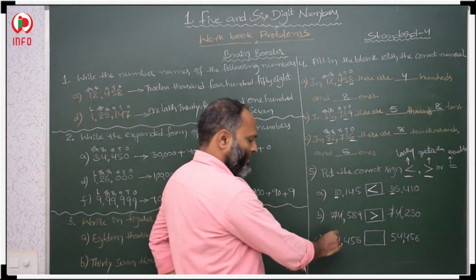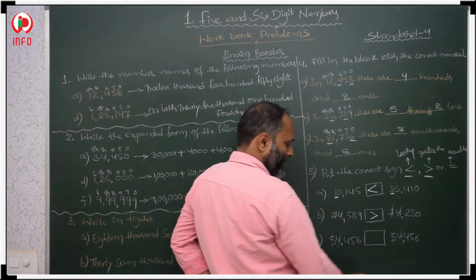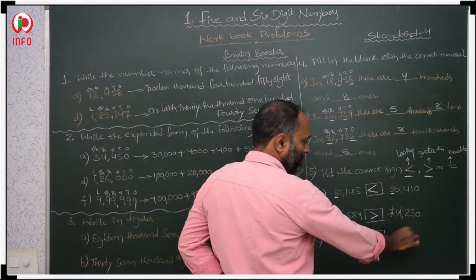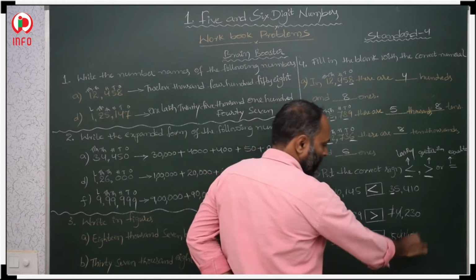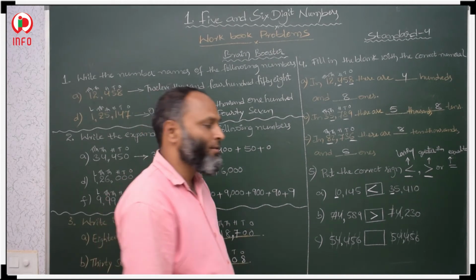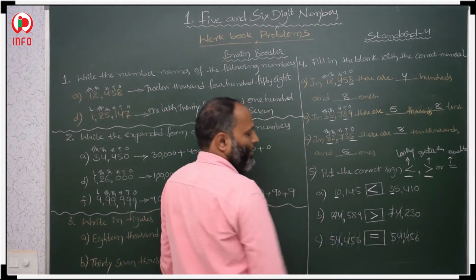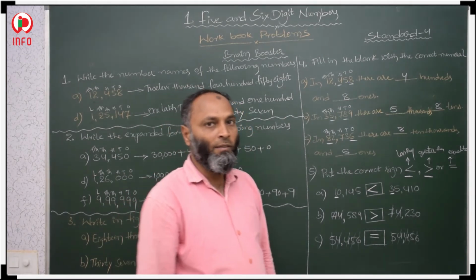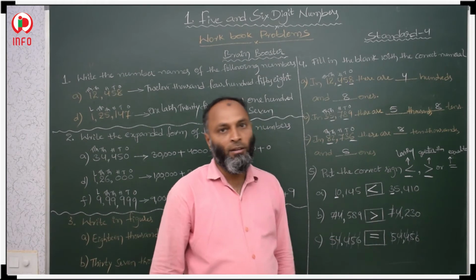What is there in ten-thousands? 5, 5. In thousands 4, 4. In hundreds 4, 4. In tens 5, 5. In ones 6, 6. In both, all 5 digits are the same. So the equal to sign will come. These two are equal. In this way we have to compare and put greater than, less than or equal to according to the given problem.